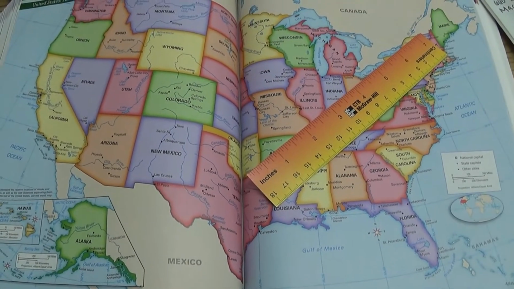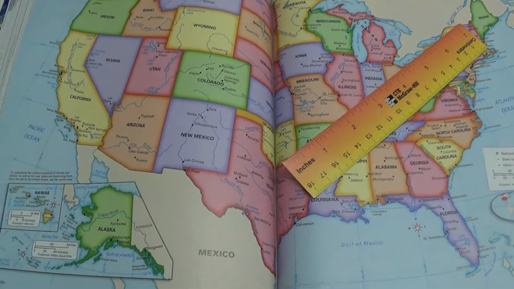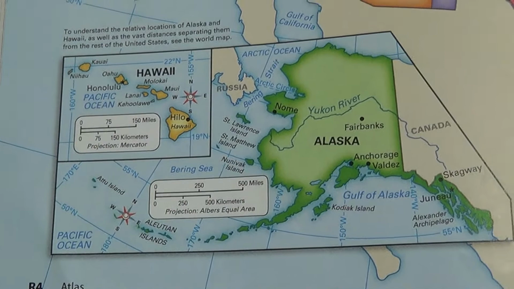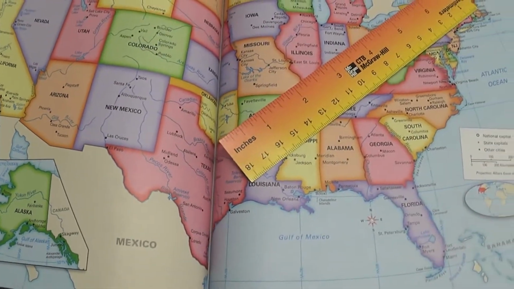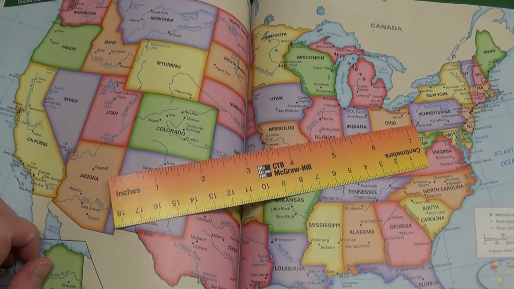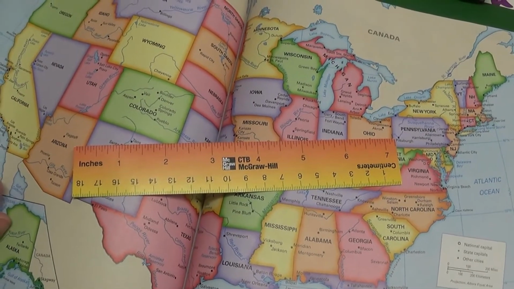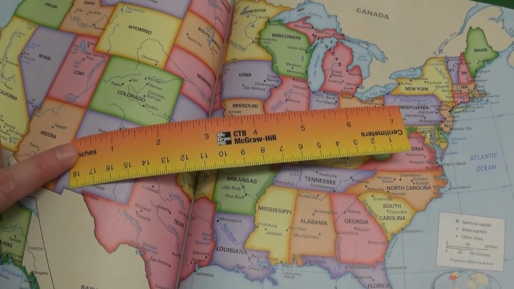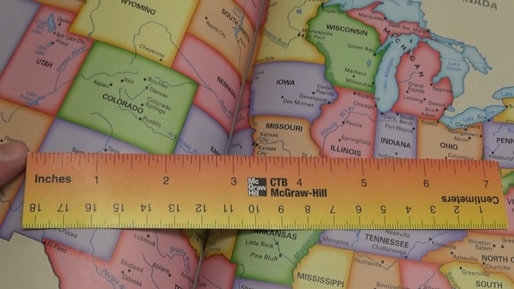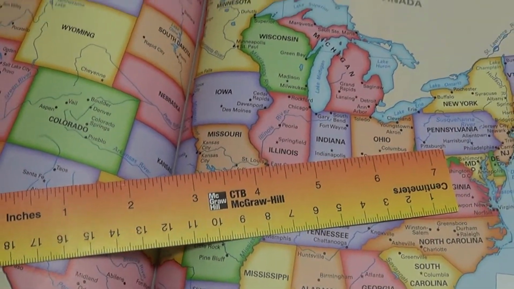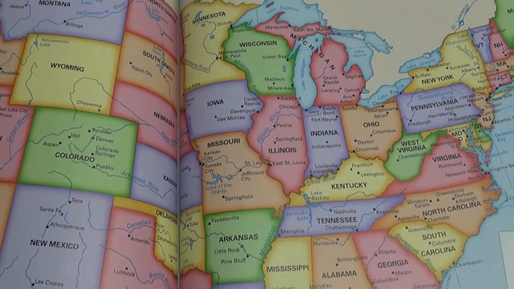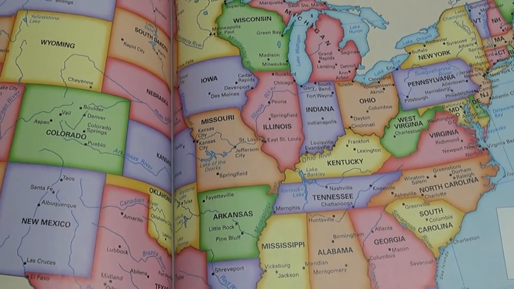So we are going to do some examples of scale, and to do that we are going to be looking at page R4 and R5 in our Social Studies Geography book. And you're going to need a ruler, and this ruler we're going to use is going to be the side that has inches. And you are going to be using the side of the ruler and placing it in the middle of a dot, because the dot or the star is where the city is located.